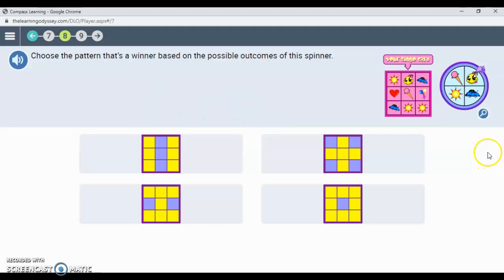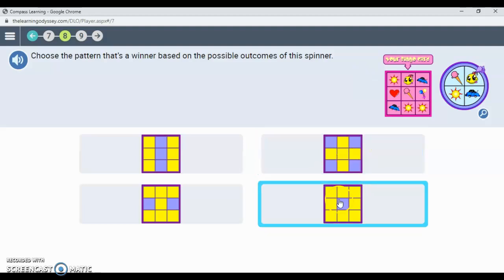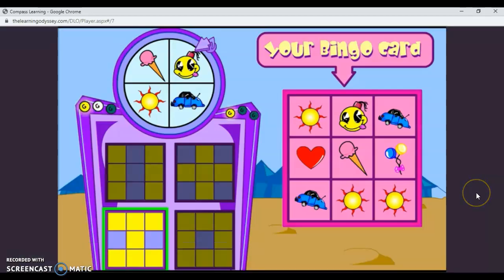Choose the pattern that's a winner based on the possible outcomes of this spinner. Okay, same here. Now you see sun. There's 3 suns, so that's an outcome. Cars, 2 cars, and a snow cone. Smiley face. The only thing that is not there is the heart and the balloons. So you're going to choose everything else except for those 2. This pattern shows the possible outcomes.